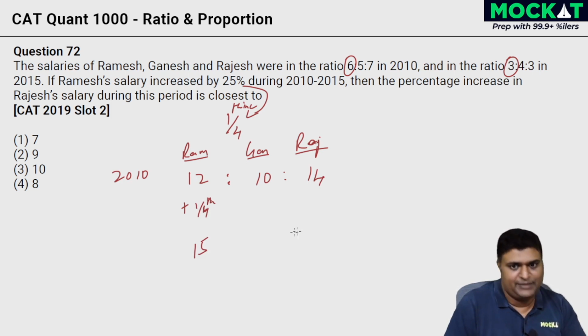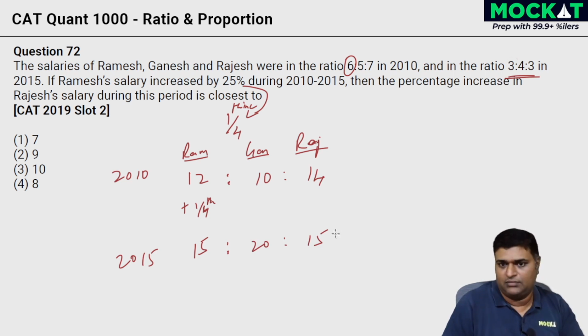Don't waste time with steps and all of that. I have to increase this by 1/4. 1/4 of 12 is 3. Add 3 to 12, it becomes 15, right? 2015 over here. What's that going to be? If this is 15 parts, I have another ratio given to me over here, 3 is to 4 is to 3. How do I get 15 from 3? Into 5. Multiply this entire ratio with 5, and you're going to get 15 is to 20 is to 15. Right? That's what we're getting.